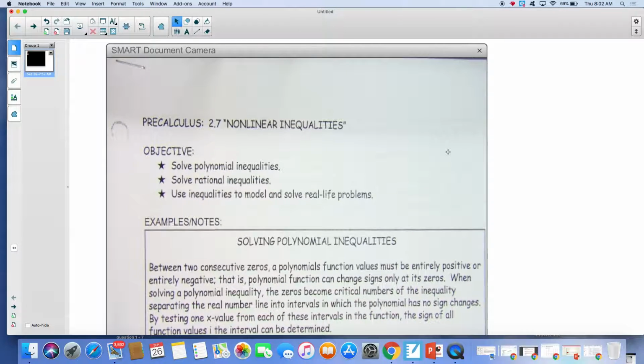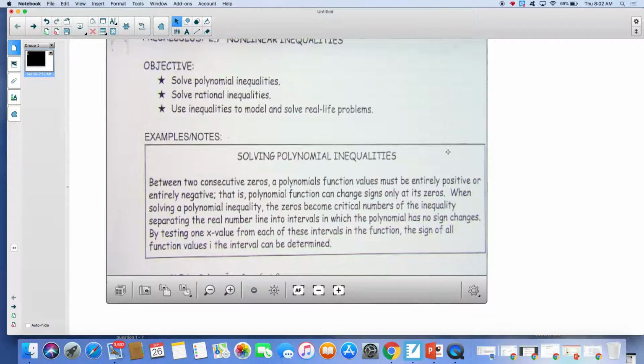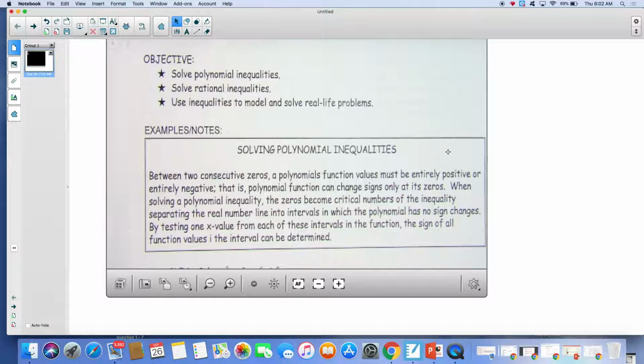Nonlinear inequalities. I don't know what you did in Algebra 2, but I do know that you should know how to graph a linear inequality. What we're going to do is look at solving polynomial inequalities, solving rational inequalities, and using inequalities to model real life.